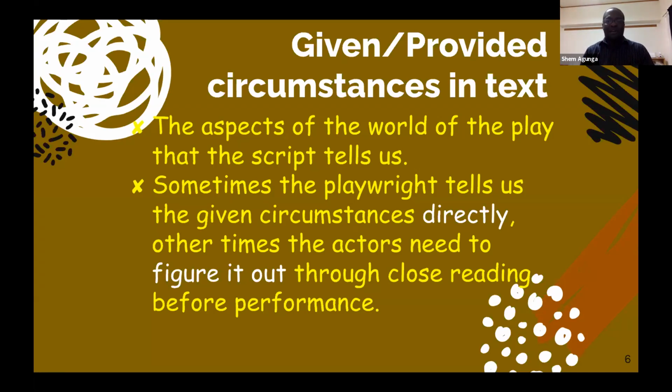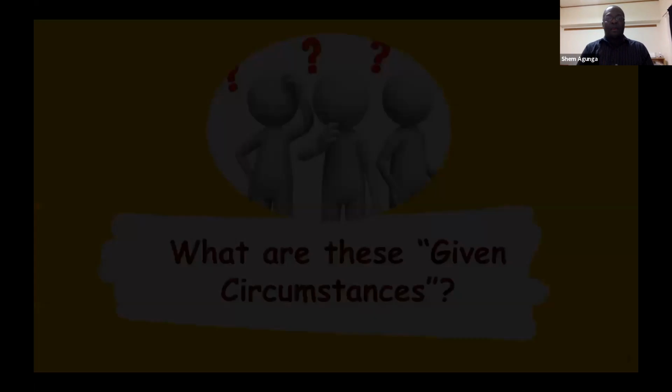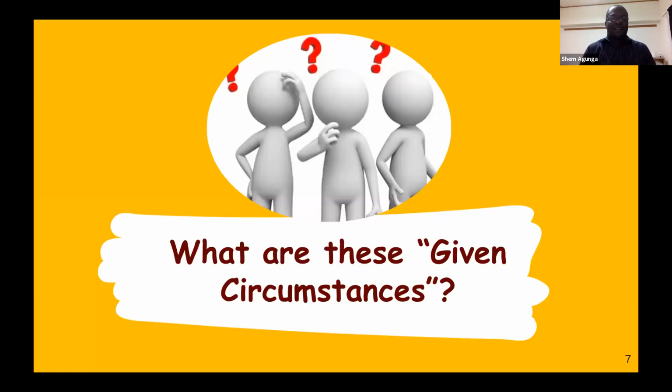Sometimes the playwright tells us the given circumstances directly. For example, let's look at the time. Sometimes the script writer tells us the time in which the scene or the play takes place, or sometimes we have to figure that out when we are reading. Those are what we call the given or provided circumstances, as we are going to see also in the subsequent slides. So what are these given circumstances that I am talking about?